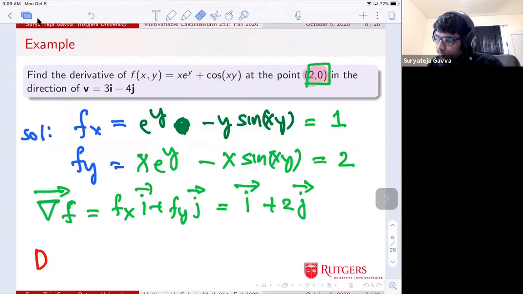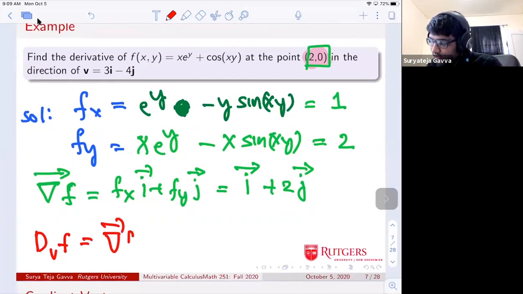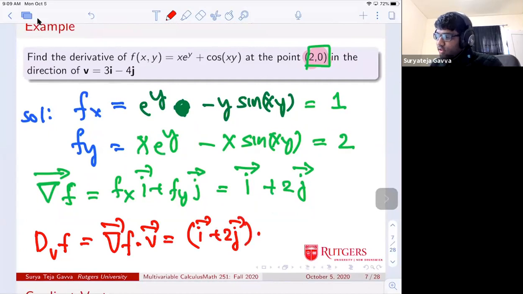So if I want to compute the derivative along a vector v of the function f, it is nothing but this gradient vector dot this v. My gradient vector is 1i plus 2j. If I dot this with the vector v, which is given to be 3i minus 4j, if I do the dot product, can you tell me what the answer is?